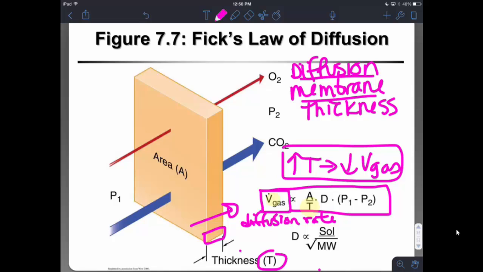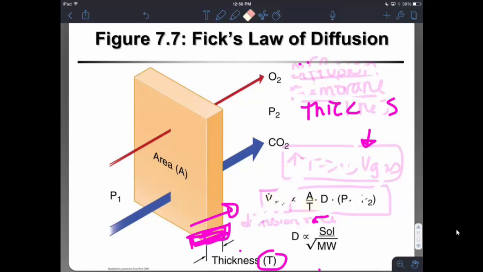Okay, so the diffusion membrane thickness is not something that typically changes, although it can change with damage. So again, smoking may damage the respiratory membrane and cause it to thicken, and if the membrane gets thicker, the gases are going to move across that membrane slower, and you can imagine how that would affect exercise. Okay, so the tissue thickness is inversely related to gas diffusion rate.